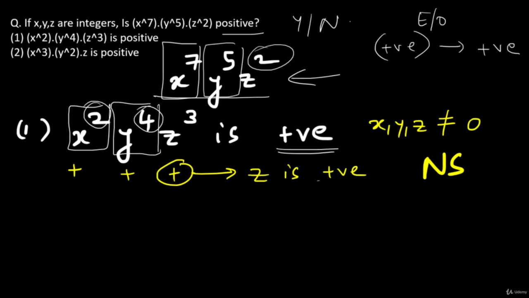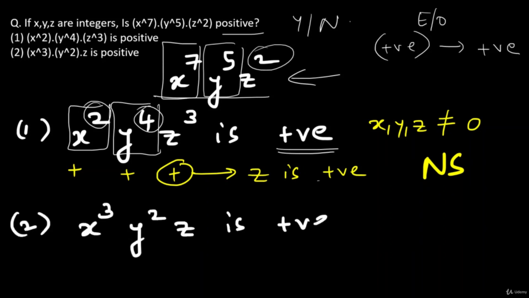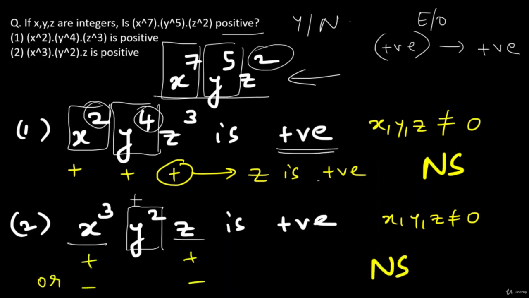All right, now let's see statement 2. It says that x cube into y square into z is positive. So what can we understand from statement 2 alone? Again, we can see that x, y and z are not equal to 0. And because this is positive, y definitely will be positive, y square, right? Because it has an even power. So x cube and z either both have to be positive or both have to be negative. And that is also not sufficient because it does not give us information about y, right? And again, we don't know whether x is positive or negative. Both are possible from these two different scenarios.